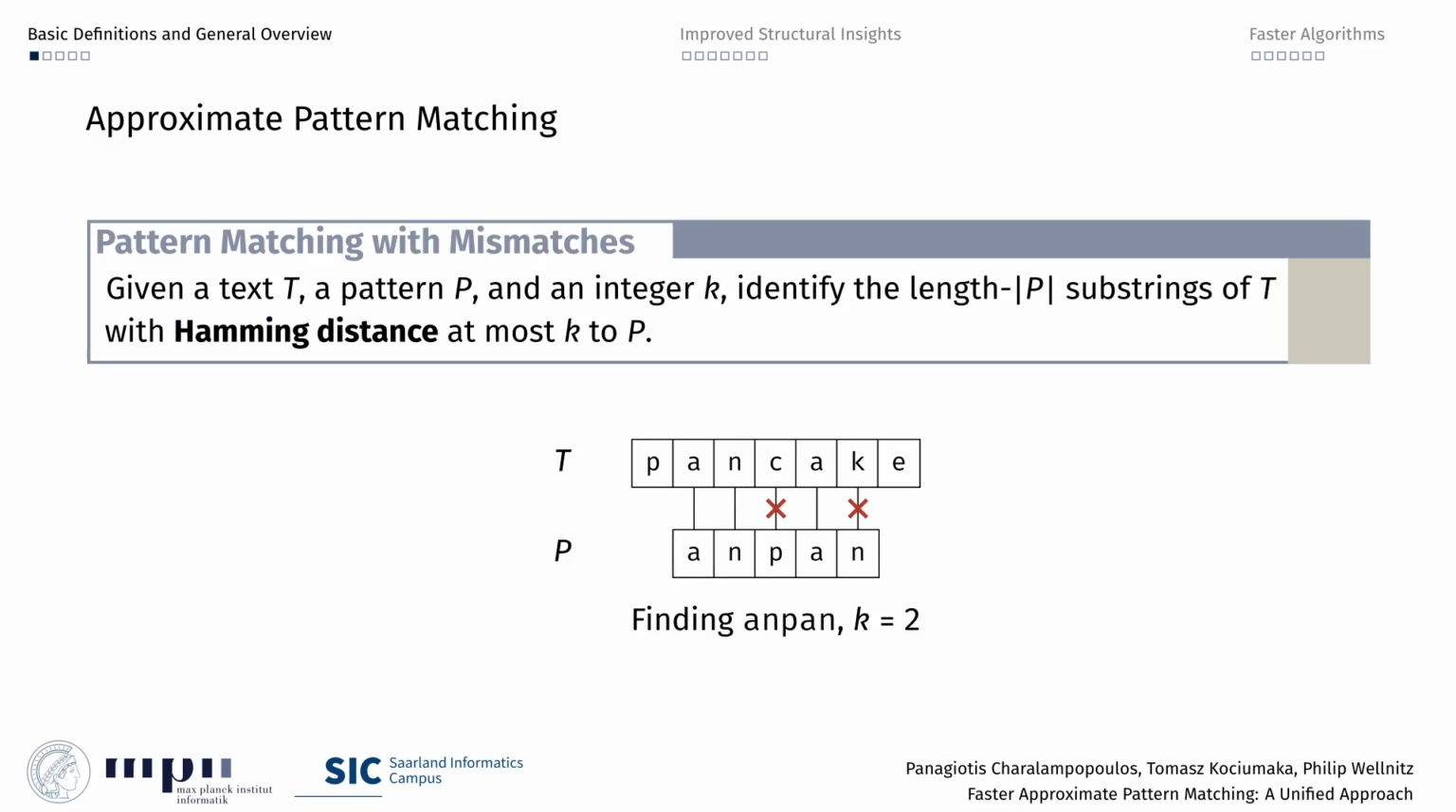First, we consider the pattern matching with mismatches problem. Here, we search for substrings of T that are at Hamming distance at most k from the pattern. That is, we allow for up to k mismatches when searching for occurrences of the pattern. For instance, if we allow for up to 2 mismatches, we can find unpan in pancake.